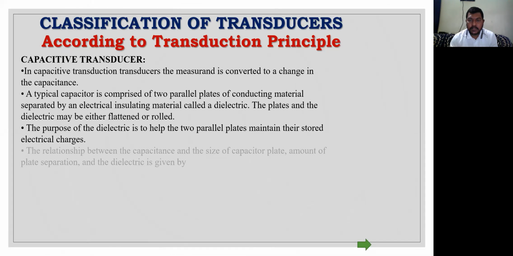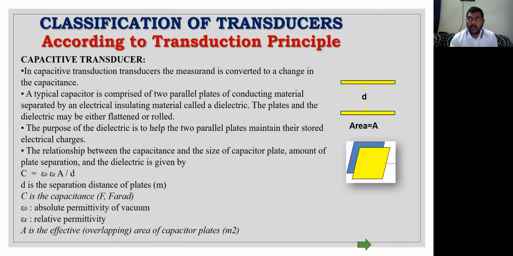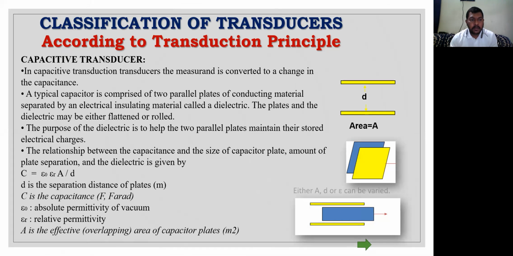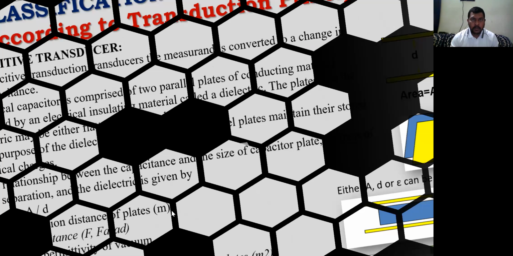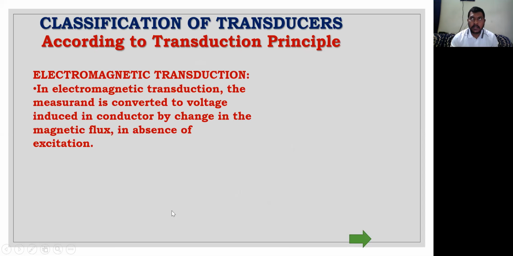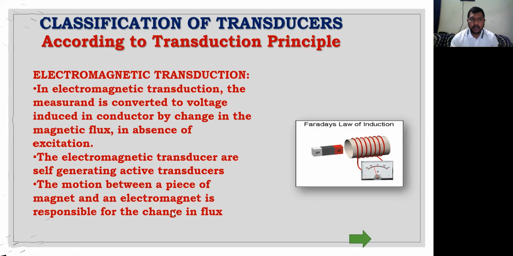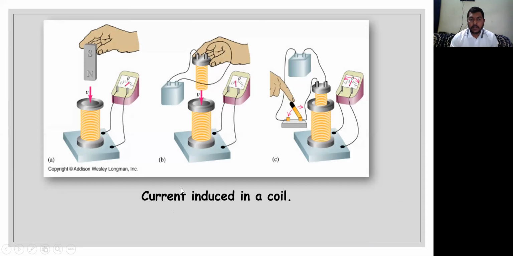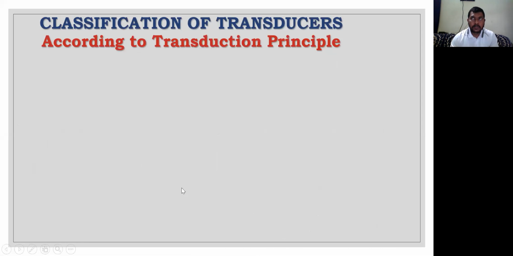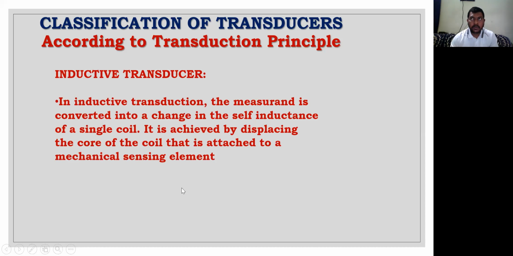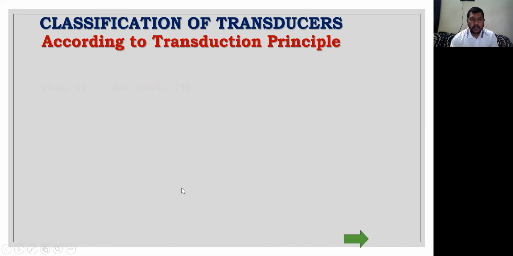We studied capacitive transducers. I told you that two conducting plates separated by a dielectric medium is called a capacitor, and if you change one of the variables, you will have a different capacitance. Then we have electromagnetic transduction: whenever there is a change in the magnetic flux associated with a coil, an EMF is induced in it. Then inductive transducers, then piezoelectric transducers.